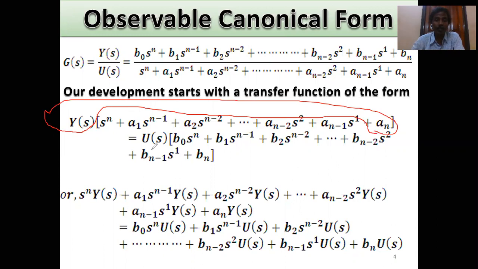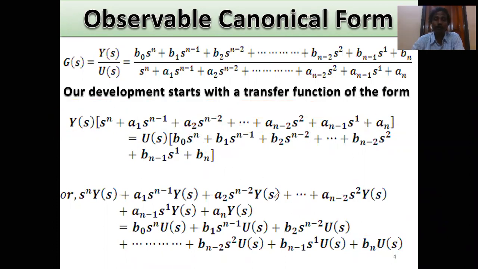Then U of s into b0 into s to the power n, and U of s into b1 into s to the power n minus 1, U of s into b2 into s to the power n minus 2, and similarly U of s into bn. So after multiplication, this is the form.